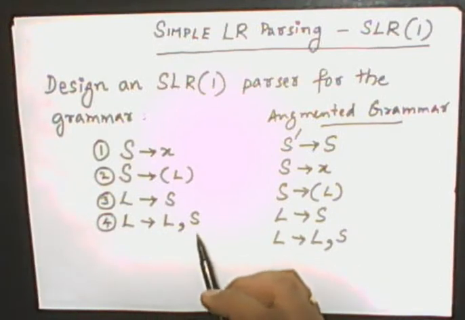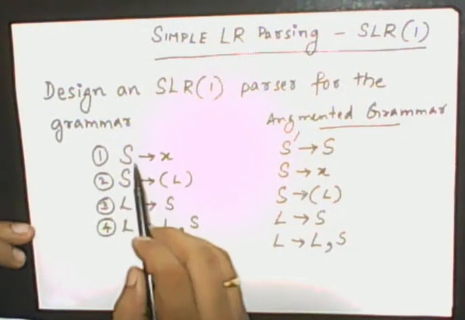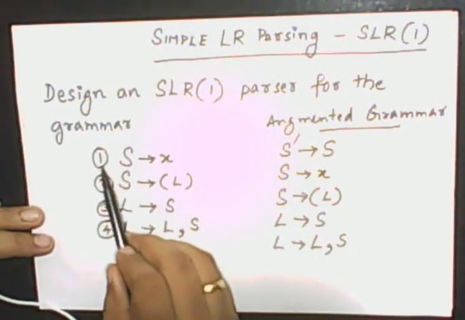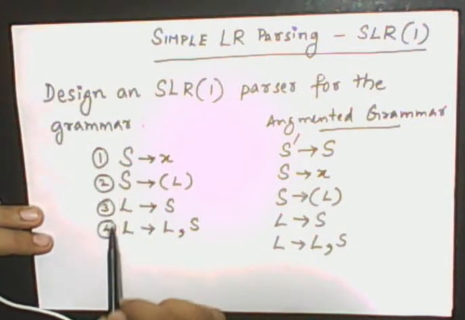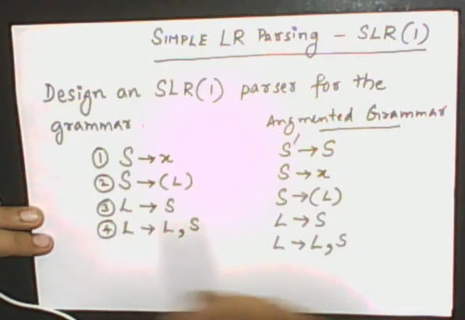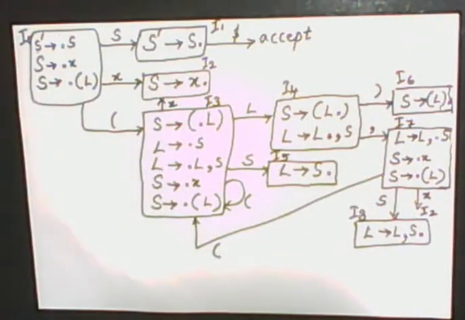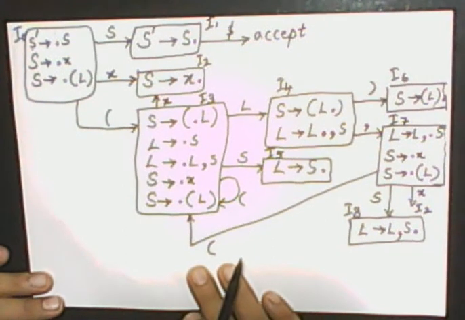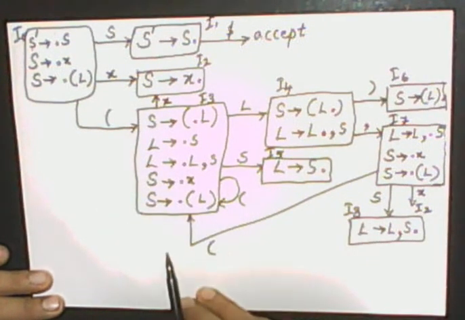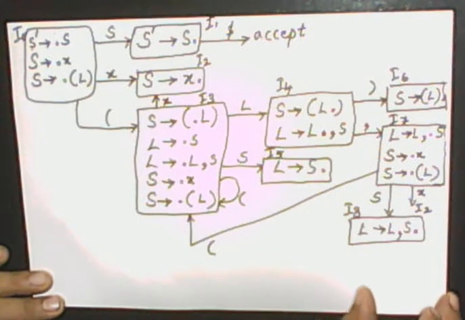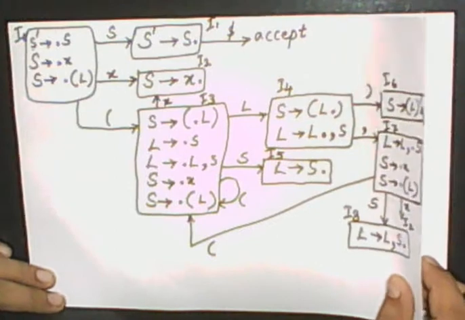So we were seeing the SLR1 parsing. The example grammar is this, and we have numbered all those productions. We have found the augmented grammar, and here we have the canonical collection of LR0 items for this particular grammar that we have constructed. So now let us construct the parsing table from this.